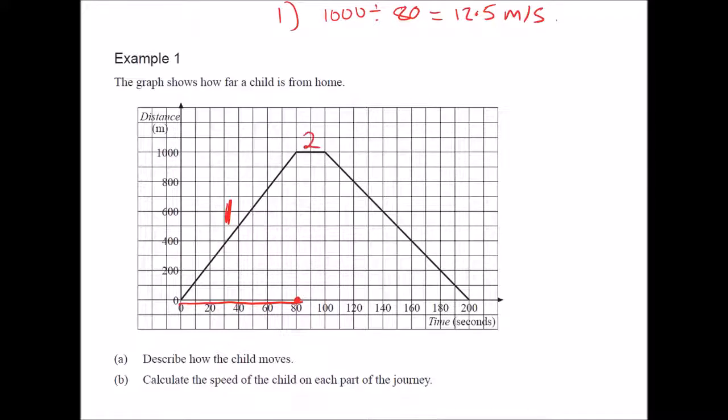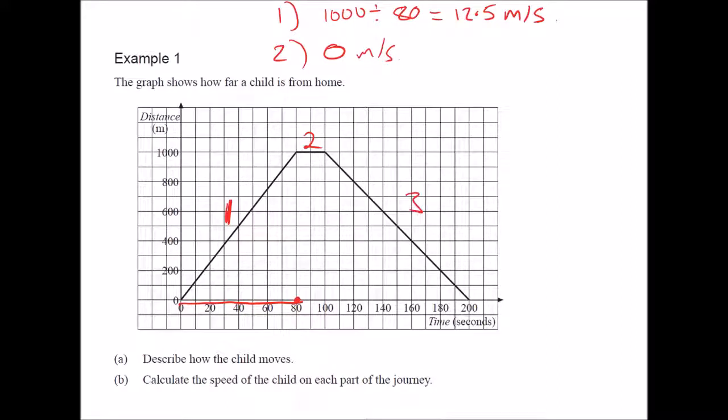The second part of the journey was this part here. I've already mentioned this, there was no speed because we're not moving. The distance travelled is 0 at that point. So that is a speed of 0 meters per second.